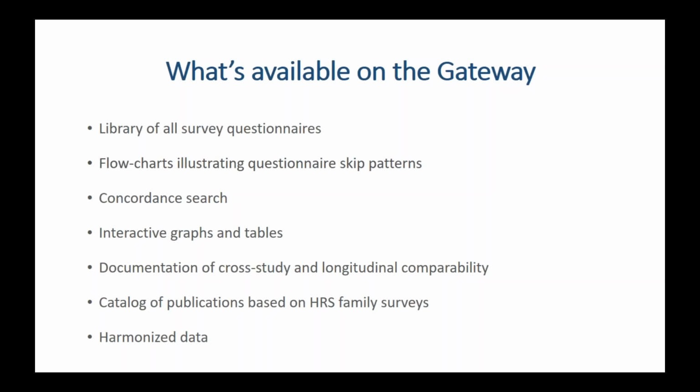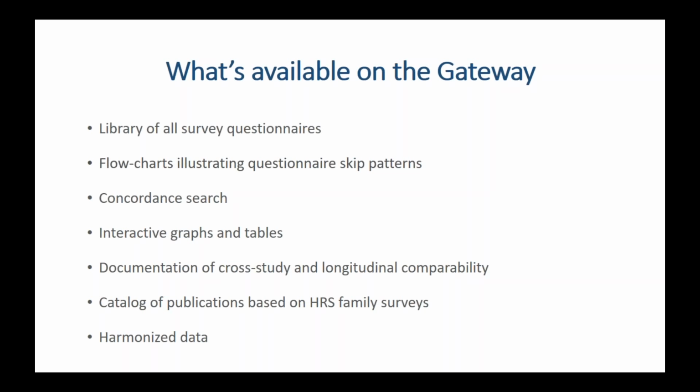So this includes a library of all survey questionnaires. We build flowcharts to illustrate the questionnaire skip pattern, which is really helpful, and we'll look at that. We have a Concordance Search, it's a search function. We built interactive graphs and tables, so you can actually get some estimates, some population estimates out of the data before downloading it yourself. We have a lot of documentation on cross-study and longitudinal comparability. We have a catalog of publications based on HRS family of surveys, so you can easily find other research which is done using a particular study and looking at something like cognition.